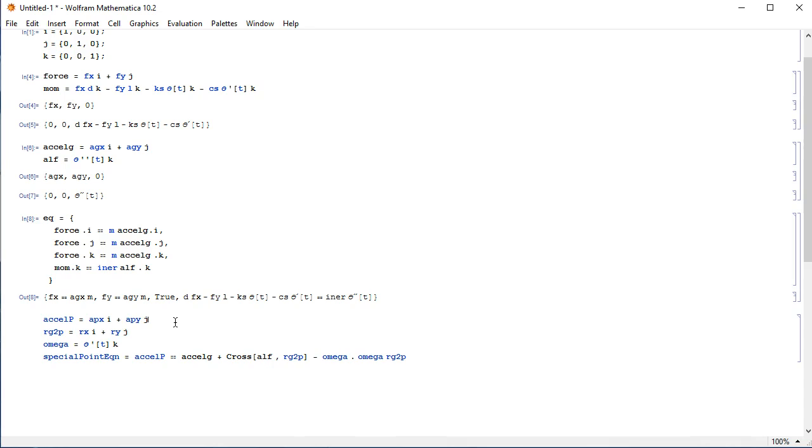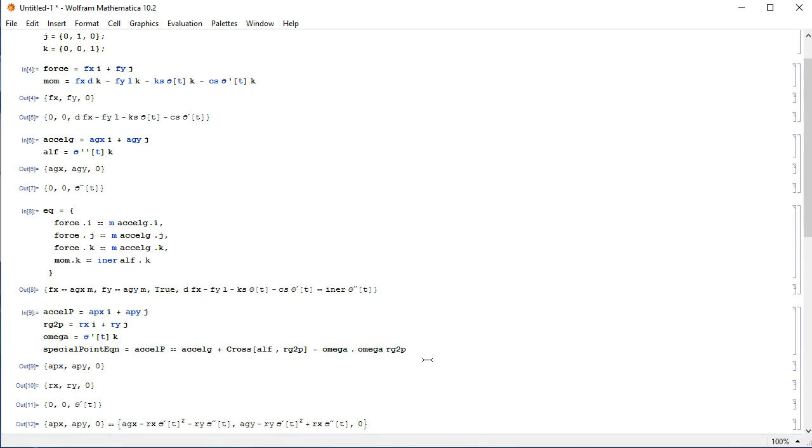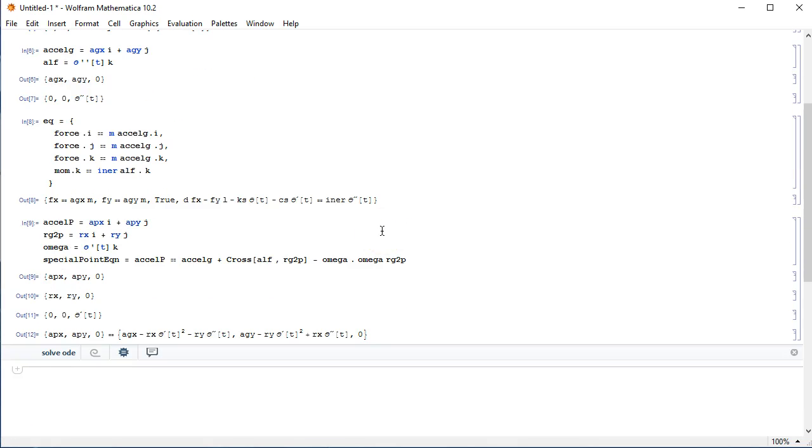In your special point equation, acceleration of P equals acceleration of G plus alpha cross R minus omega cross omega cross R, or omega squared. This is how you say omega squared: omega dot omega, omega squared, because it's a vector, so if you dot it, you'll get a square, times R. So that's your special point equation, right? Now yours may be different, but something very similar. I'm just giving you an example.